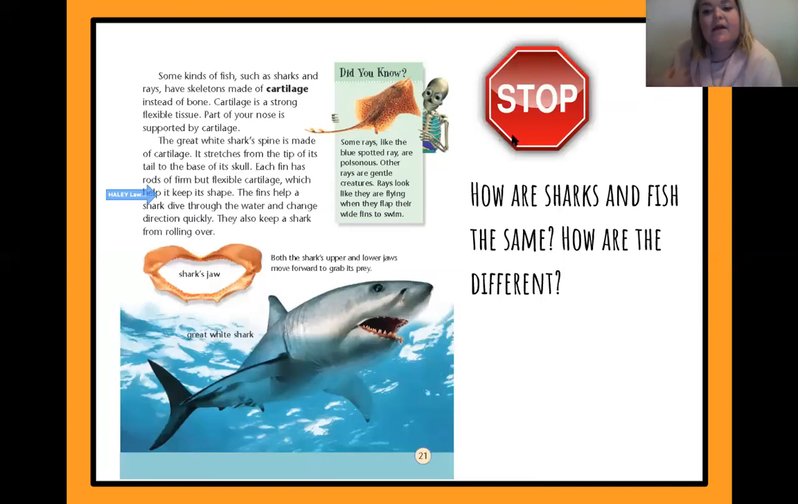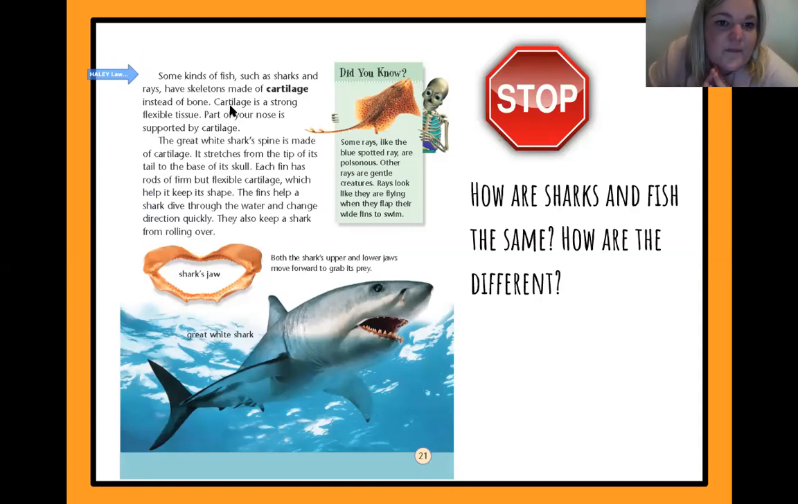All right, some kinds of fish, we got a stop sign. Silly Miss Lawson. How are sharks and fish the same? How are they different? So we got to keep our eyes open for that. Some kinds of fish, such as sharks and rays, have skeletons made of cartilage instead of bone. Cartilage is a strong, flexible tissue. Part of your nose is supported by cartilage. So if you notice, it's like hard, but you can actually move your bone. So that's what makes it cartilage.